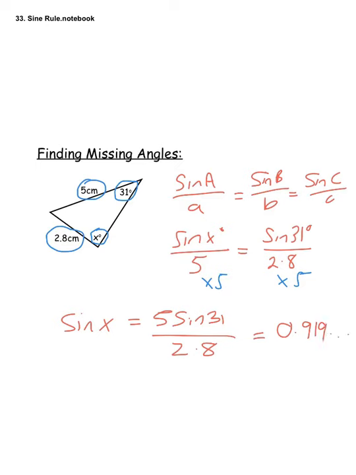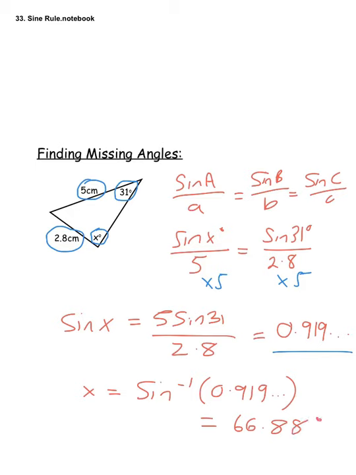And to find x, our angle, what we need to do is we need to keep that big long decimal number in our calculator, and then we're going to do sine to the minus 1, or the inverse sine of that big long number. Our final answer for that one is 66.88 degrees. Okay, so very similar. There's a little extra step at the end. When you get a big long decimal number, you have to sine inverse it in order to find your angle, but pretty much the same process as we just learned there.